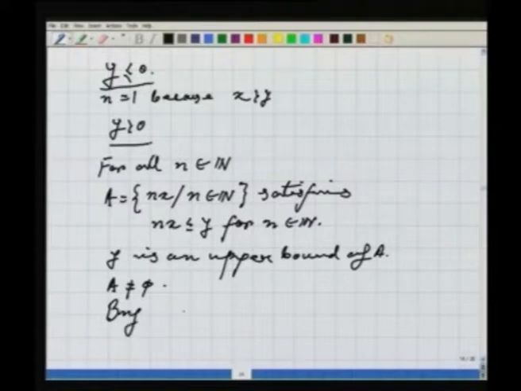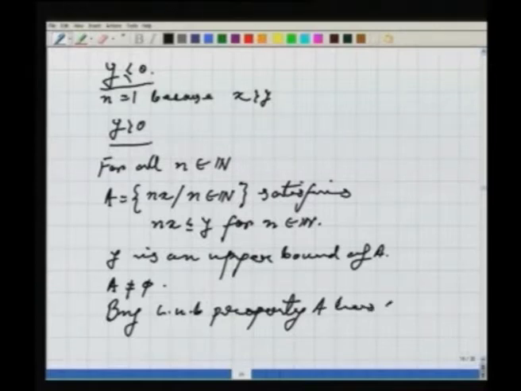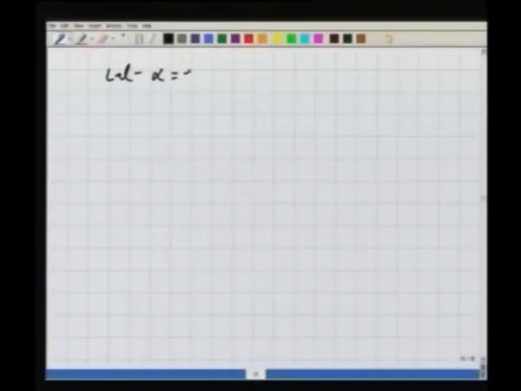By the LUB property, equivalently the completeness axiom, A has a supremum. I denote the supremum by alpha, let us say. Let alpha be the supremum of A. In symbols, I write alpha equals sup A. Well, this implies nx is certainly less than or equal to alpha for all n in N.